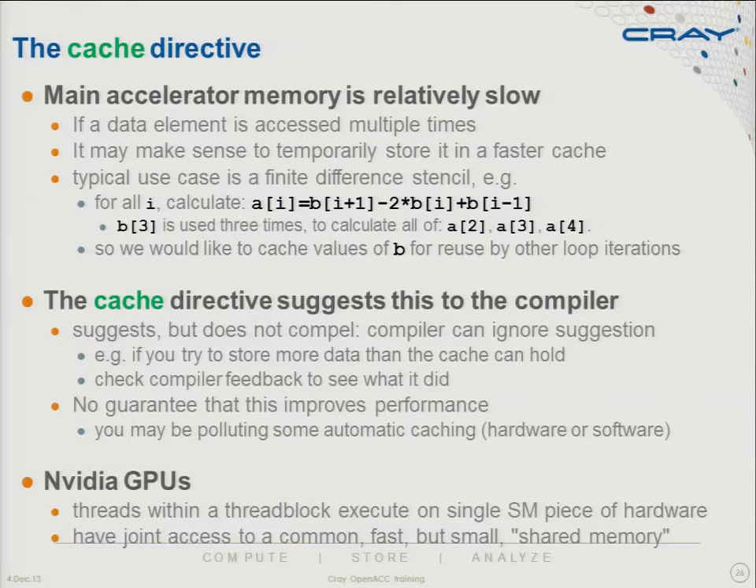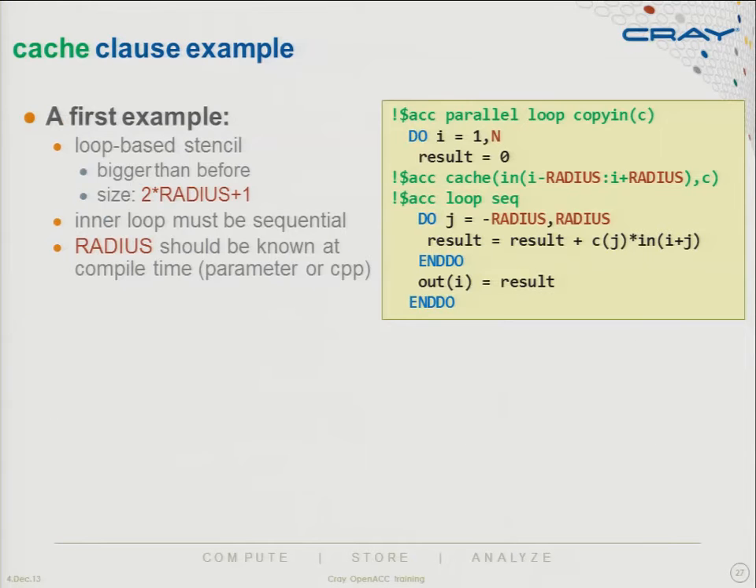Would that help? The cache directive is a way of saying it might help to reuse this data if you can. Unlike a lot of OpenACC, it doesn't tell the compiler to do it, it suggests it. The compiler may ignore what you say, for good reason or for bad. Because even if it does respect it, there's no guarantee the performance actually improves.